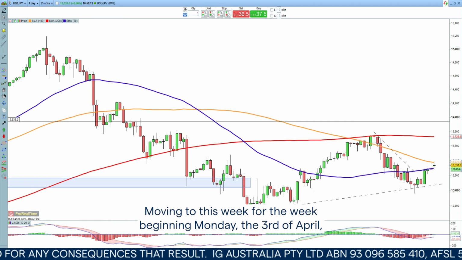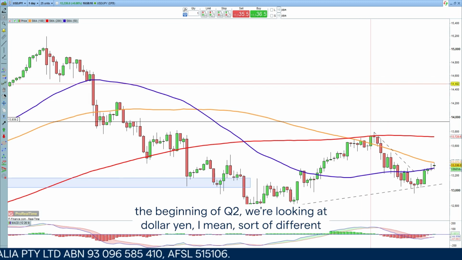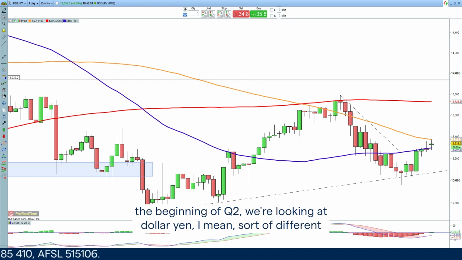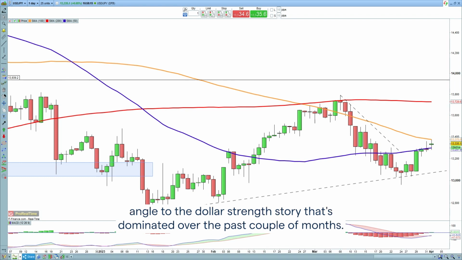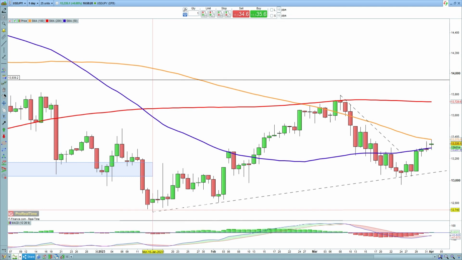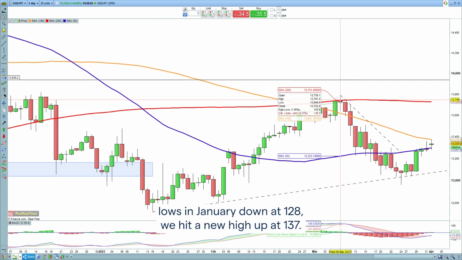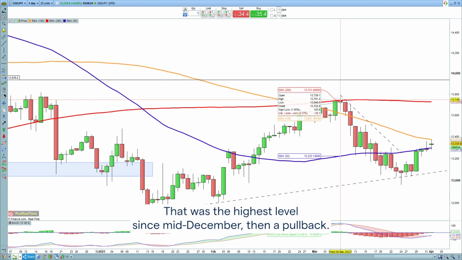Moving to this week, for the week beginning Monday the 3rd of April, the beginning of Q2, we're looking at dollar yen, really a different angle to the dollar strength story that's dominated over the past couple of months. Dollar yen, you can see, steadily rising from its 2023 lows in January, down at 128. We hit a new high up at 137. That was the highest level since mid-December.